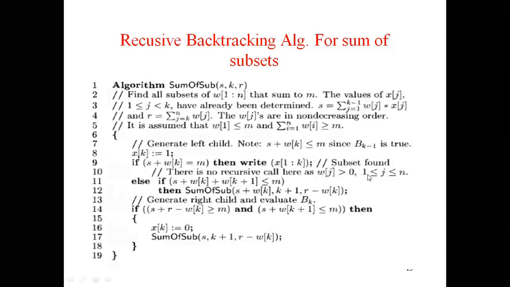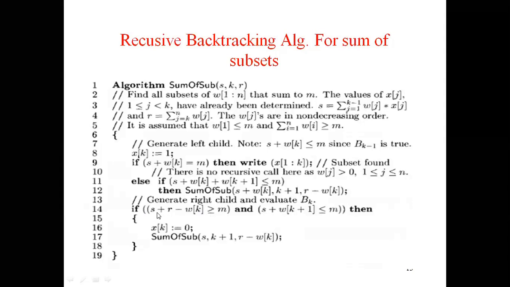So j varies from 1 to n. Else, if s plus w of k plus w of k plus 1 is less than or equal to m, it should be less than m. Then sum of subsets is s plus w of k, comma k plus 1, comma r minus w of k. So generate the right child and evaluate Bk. Now you can generate the right child.